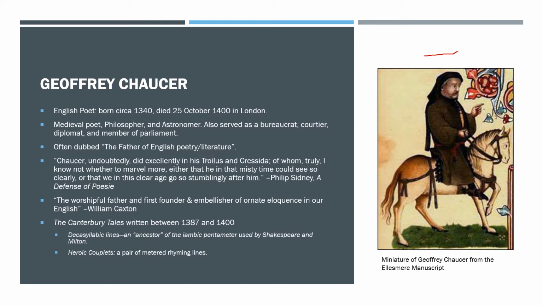So some unique features about the Canterbury Tales is that they're written in decasyllabic lines. Now, decasyllabic is kind of an ancestor of iambic pentameter, which you might be familiar with from Shakespeare and Milton, which you should be familiar with, right? Unstressed, stressed, 5 per line. And it is also written almost entirely in heroic couplets, which means each pair of lines finishes with an end rhyme. And we'll look at that a little more as we go along.